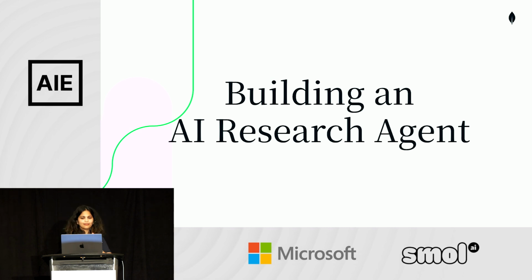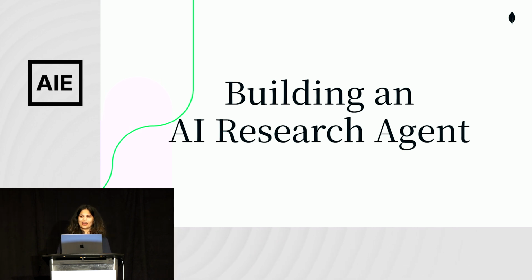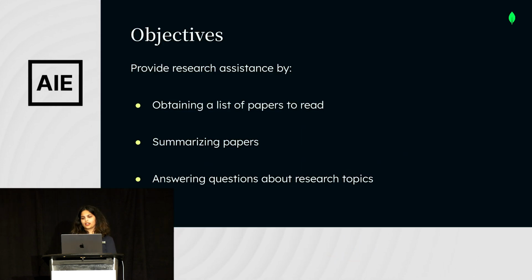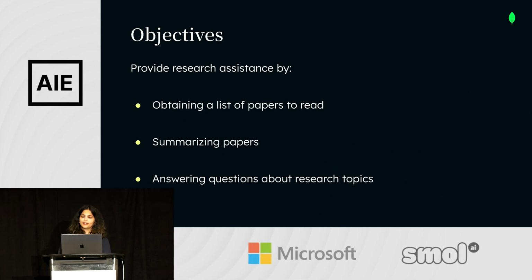So finally, the fun part. You're not here to listen to me ramble on about agents. In today's workshop, we'll be building an AI research agent. The agent's primary objective is to provide research assistance by supplying a list of papers to read, summarizing research papers, and answering questions about research topics.